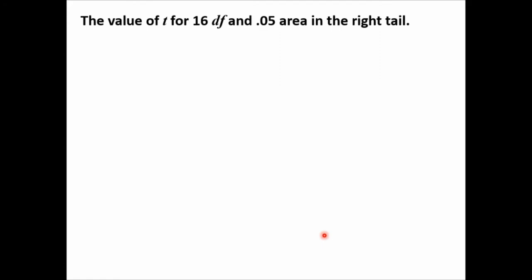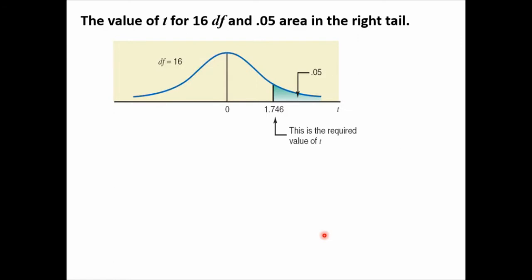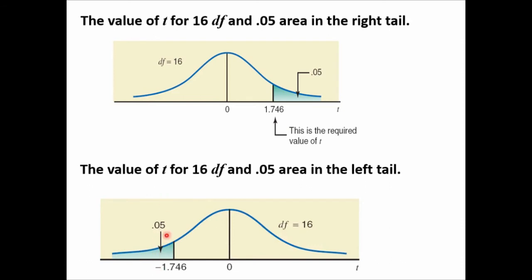1.746. I'd like to point out that because of the symmetry of the t distribution, when we find the value of t at the right tail, that is automatically giving us the value of t at the left tail, as you can see here. So if this is the value on the right tail of 0.05, the corresponding value on the negative side will be the value of t at the left tail of the t distribution.